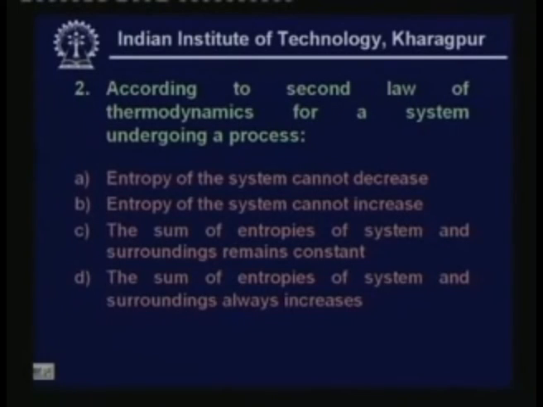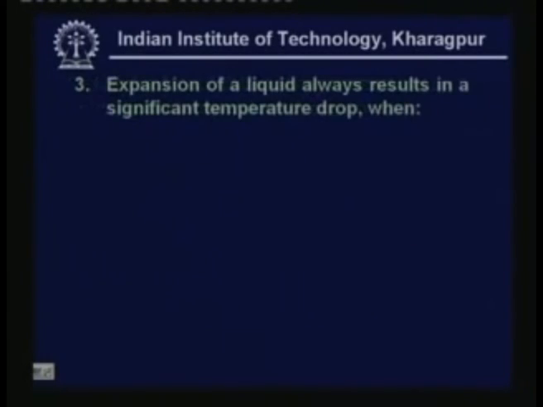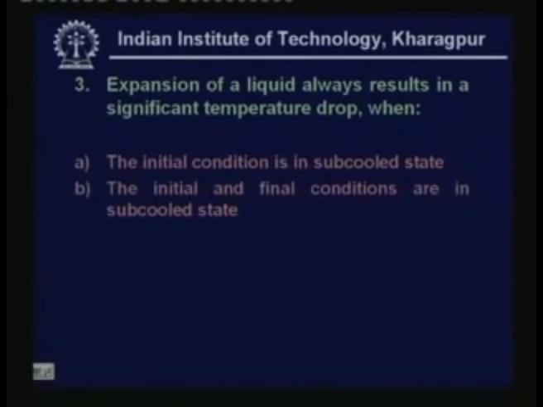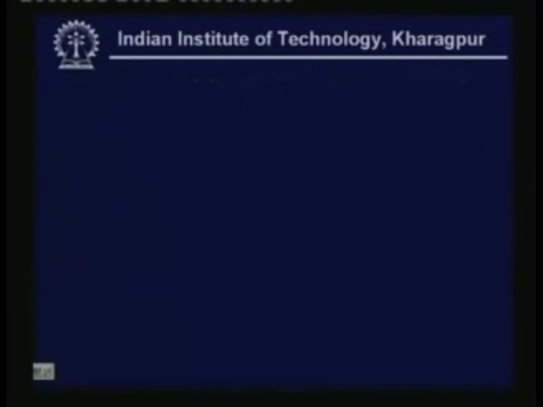And the third question is, expansion of liquid always results in a significant temperature drop when the initial condition is in the subcooled state; the initial and final conditions are in the subcooled state; the final condition is in the two-phase region; and none of the above.